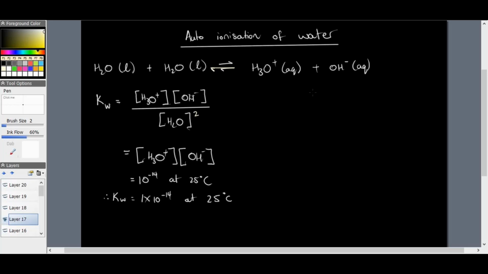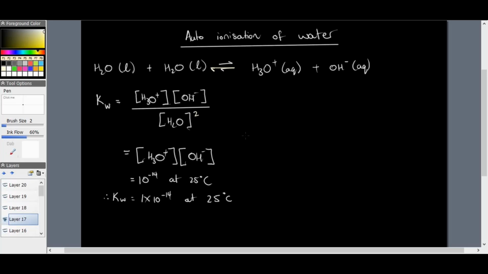Now the concentration of water is a constant and is incorporated into the value for Kw, so we end up with just the top part, which is H3O plus multiplied by OH minus, with square brackets for concentration. We get 1 times 10 to the negative 14 as the auto-ionization constant of water.